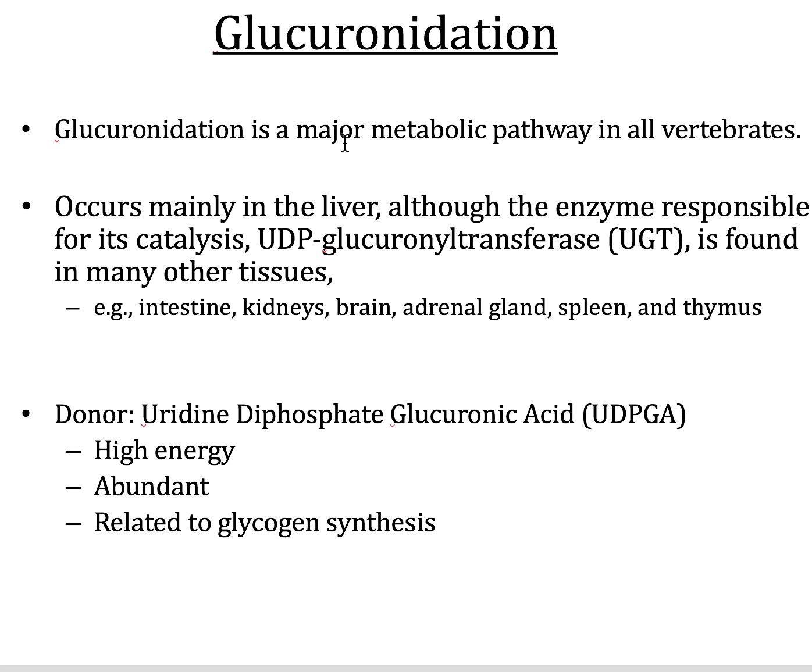So glucuronidation is a major metabolic pathway. It's mainly found in the liver, but the enzyme responsible is found in many other tissues, including the adrenal gland, spleen, thymus, intestine, and kidney, and it's even said to be found in the brain. The donor is UDPGA, which is very highly energetic, abundant, and related to glycogen synthesis.